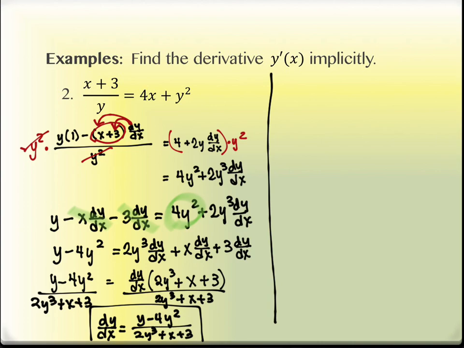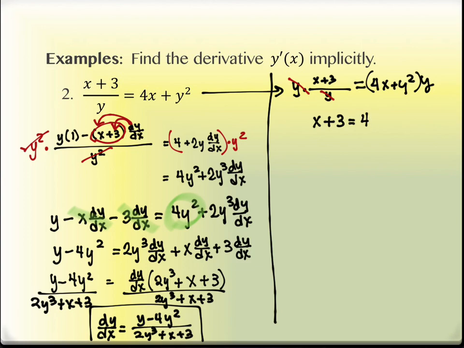Option number 2 is to multiply the y to both sides to start with, okay? So coming over here, I'm going to go back to the original problem, but I'm going to multiply the y to both sides. So I've got y times x plus 3 over y plus, equals 4x plus y squared times my y. So on the left-hand side, of course, the point in doing that is it canceled, leaving me with x plus 3, which is really a very nice thing to have on the left-hand side now. And now I have 4xy plus y cubed.